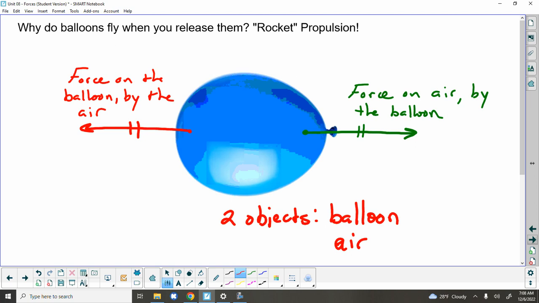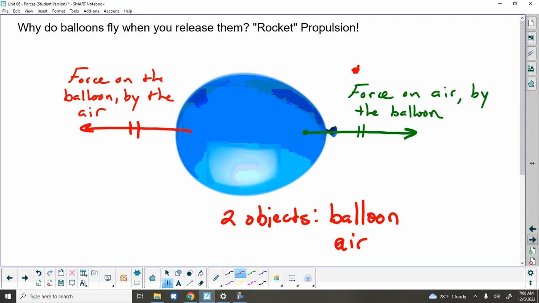So that gives us the force on the air by the balloon. The balloon is collapsing, it is squeezing, it is pushing the air out through that little nozzle, and so there's a force going to the right. Newton's third law of motion: when one object imparts a force on another object, so the balloon is applying force to the air, pushing it to the right, the second object, in this case the air, has to impart an equal amount of force in the opposite direction on the first object.